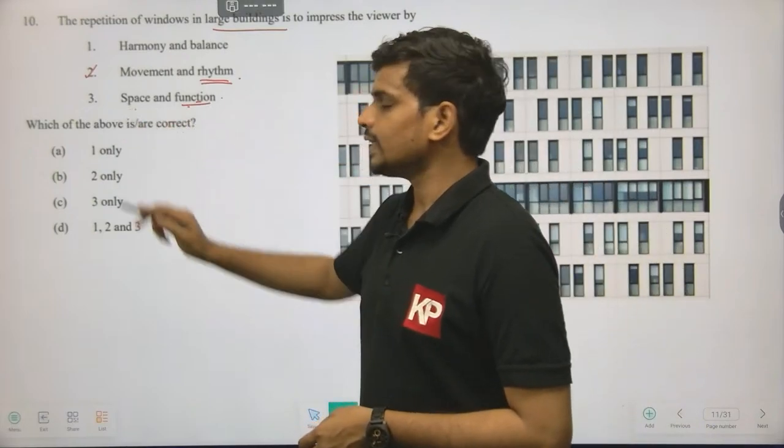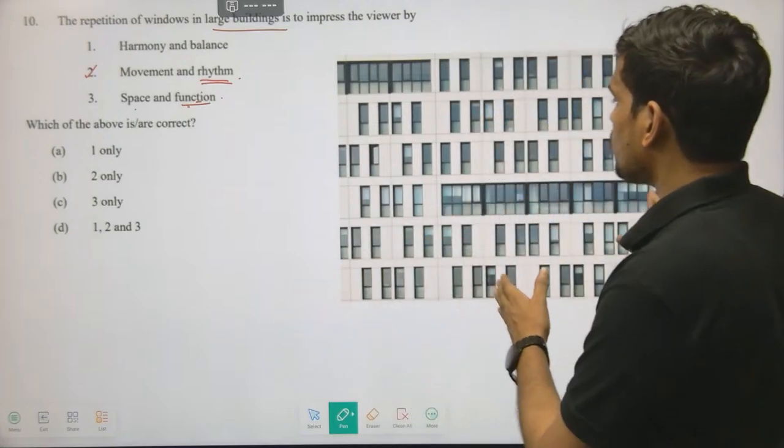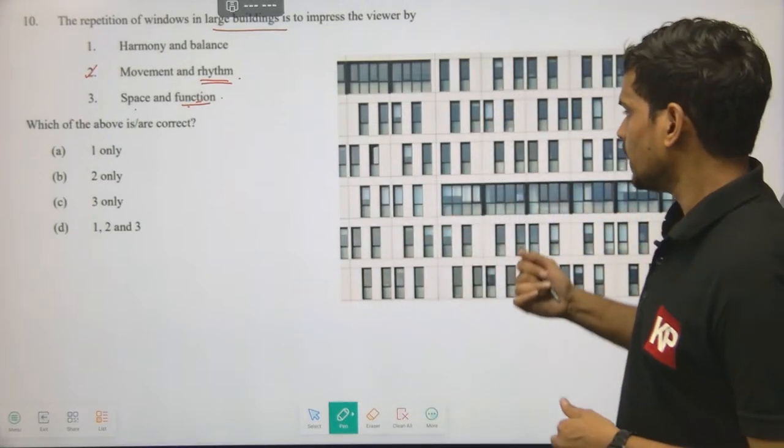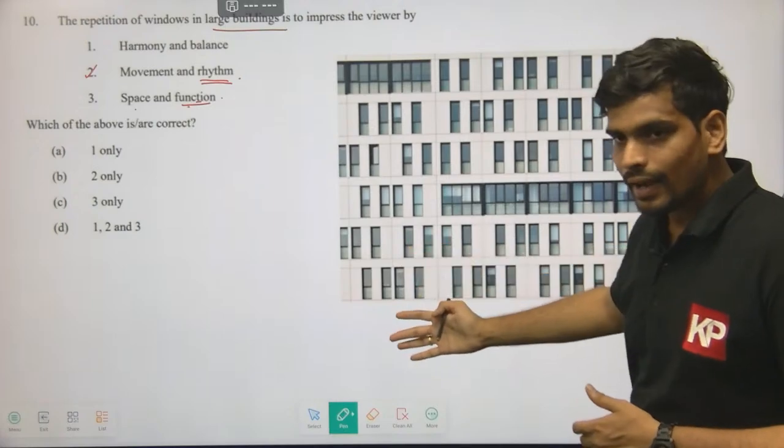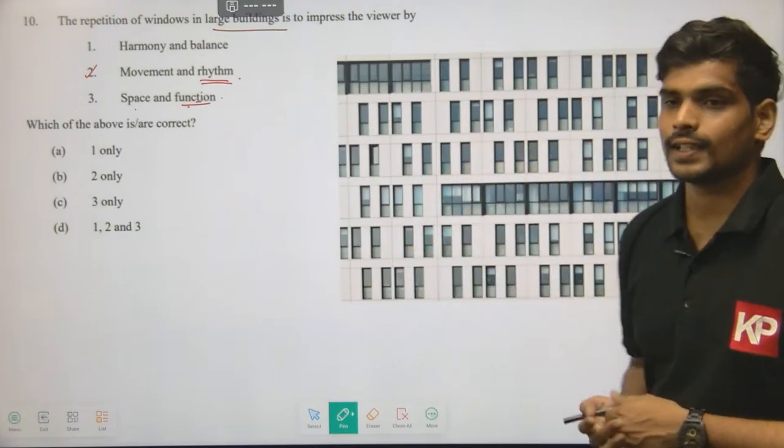Space. Now, what is space in design? Positive and negative space. If you look into this picture, a large building with repetitive windows, you can see that there is a background, a white background, and those windows on the top, that is creating a foreground.